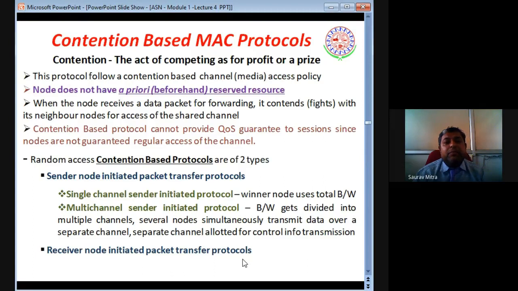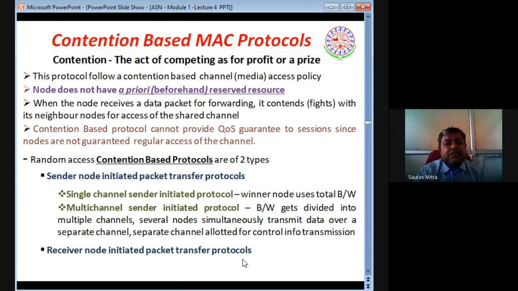I'll give you another example. There is one post, suppose vice president of a company, and there are 5 contenders. IPL: how many cups? Only one trophy. How many contenders? There are 8 teams. So contention means who is going to catch hold of the trophy. That is meant by contention.